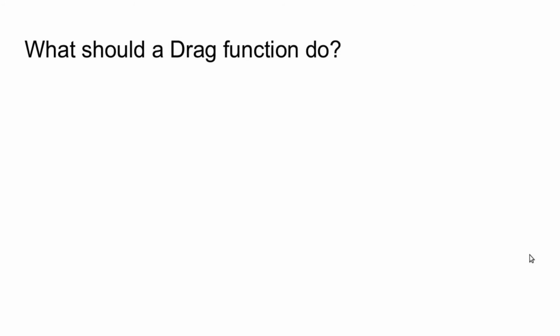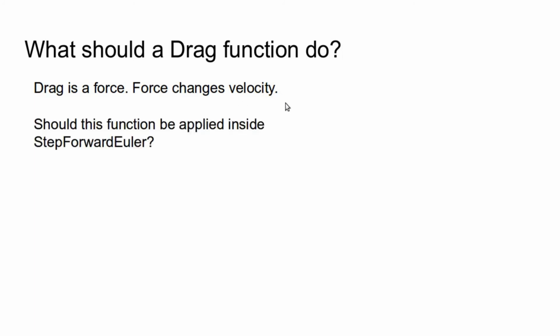What should a drag function do? Let's look at it in the same way. Well, we know drag is a force, and force changes velocity, so we need to change the velocity. Velocity has two properties. It has magnitude, how big it is, and it has direction, which we could characterize with an angle or by looking at the components. So this function maybe should be applied inside the step-forward Euler function. We can think about that while we're designing our code.